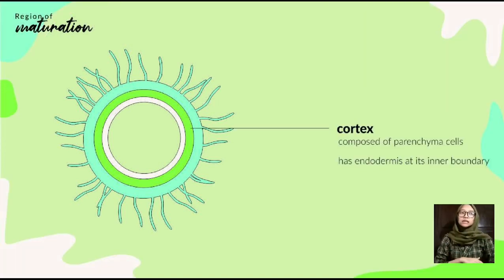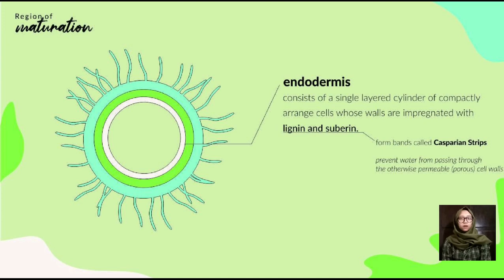Now, below the epidermis, we have what we call the cortex. The cortex is composed of parenchyma cells. This cortex is placed below the epidermis but before the inner tissues. It is almost similar to the cortex in the stem, but there is something that differentiates the cortex in root and in stem. The cortex in root has endodermis at its inner boundary.